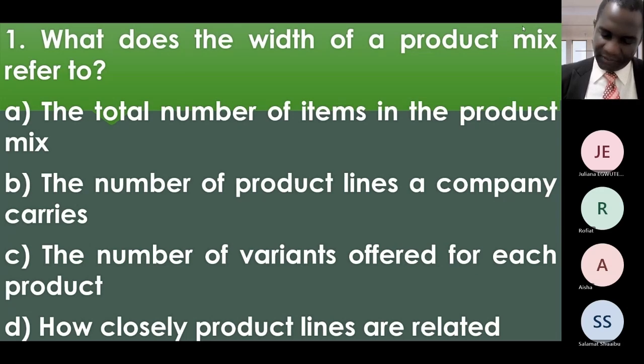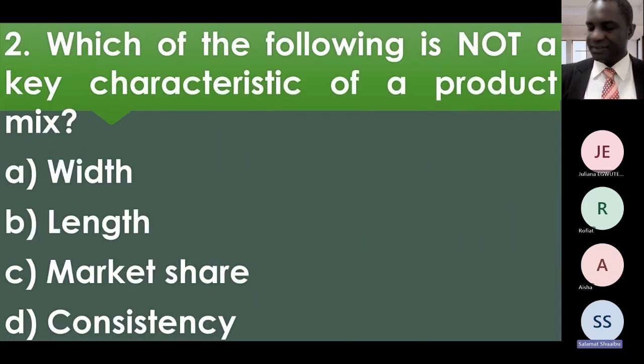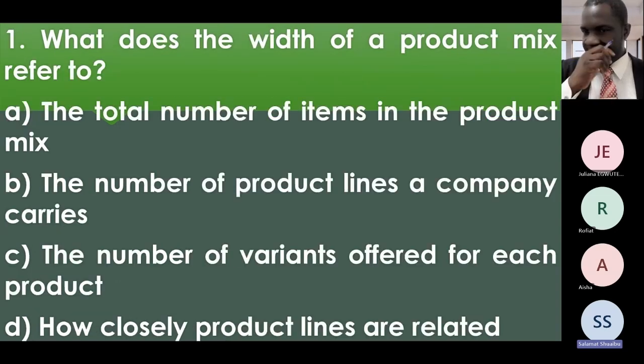So Julie picked B. I was going for that, the number of product lines in the company. I chose B. So virtually almost everybody is choosing B. So I think the popular opinion is B. All right. Yeah, you chose B. All right.